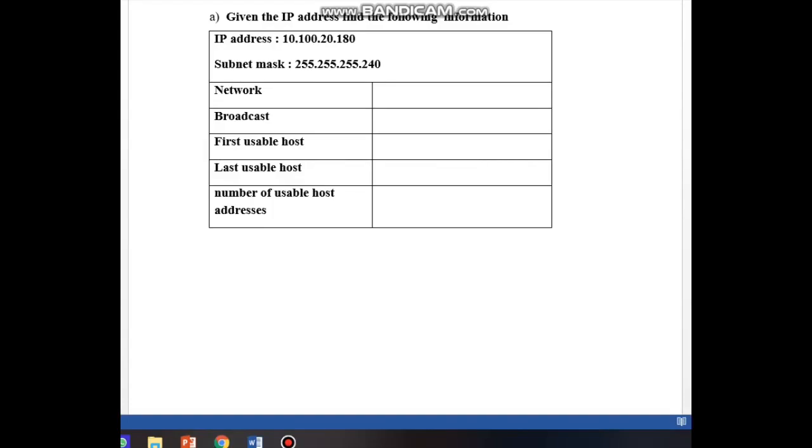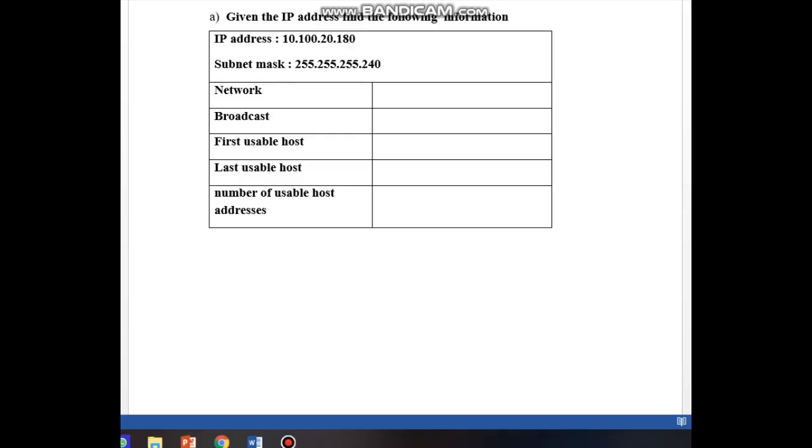Alright, welcome guys. So in this tutorial, we will see how we can figure out the network address, the broadcast address, the first usable host, the last usable host, and then the number of usable hosts within that network address given an IP address and its subnet mask.